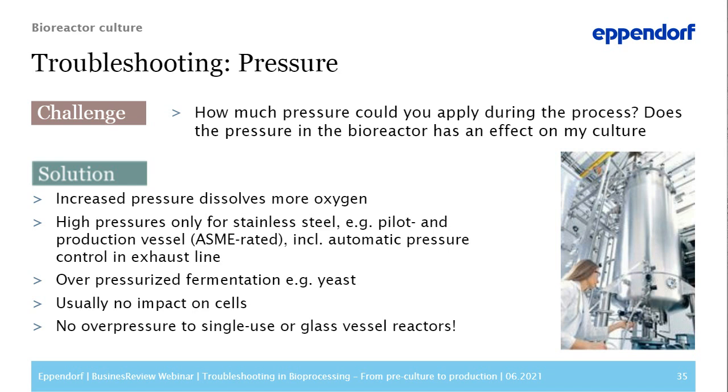Usually, pressure in a bioreactor does not impact the cell morphology. However, it is commonly used in large stainless steel vessels which have automatic pressure control in the exhaust lines. Increased pressure is known to dissolve more oxygen. However, it's not something that is recommended for single-use or glass vessels due to safety issues.